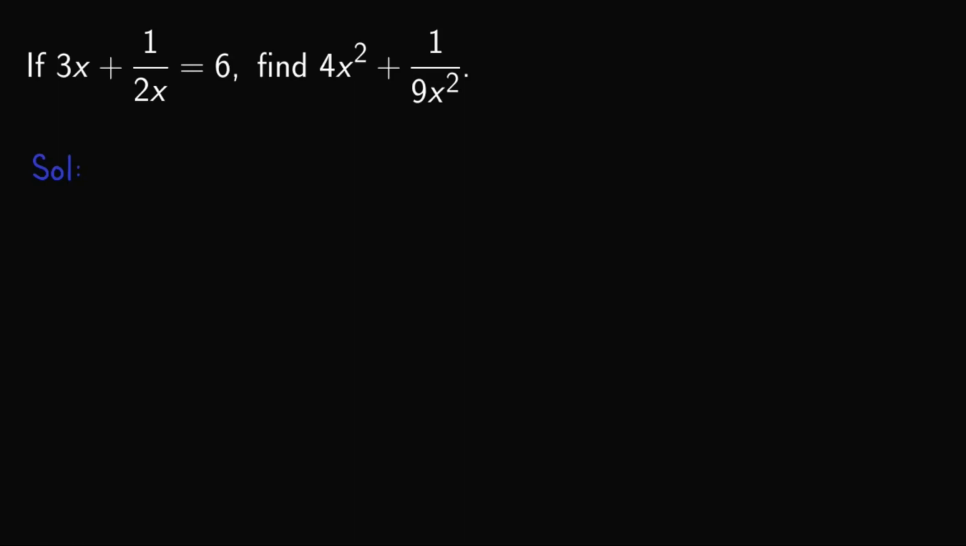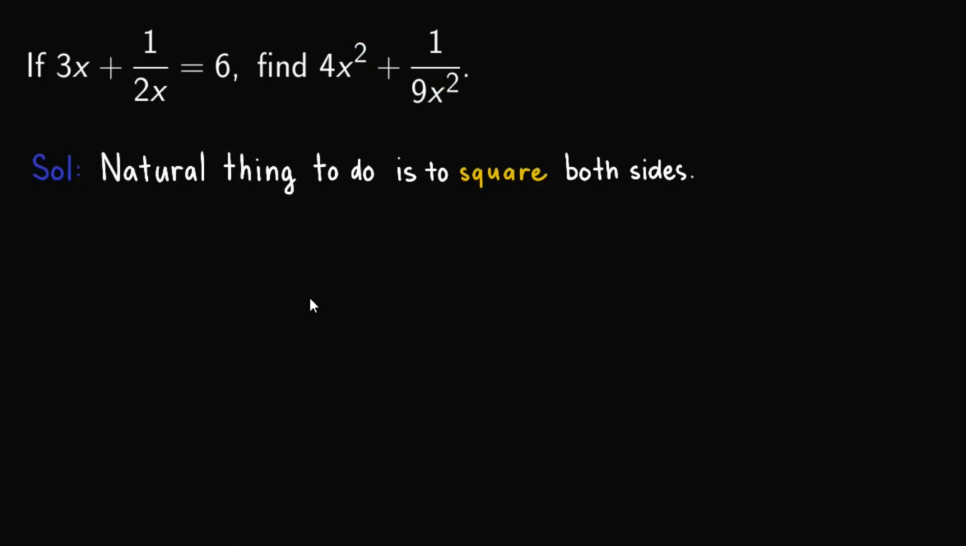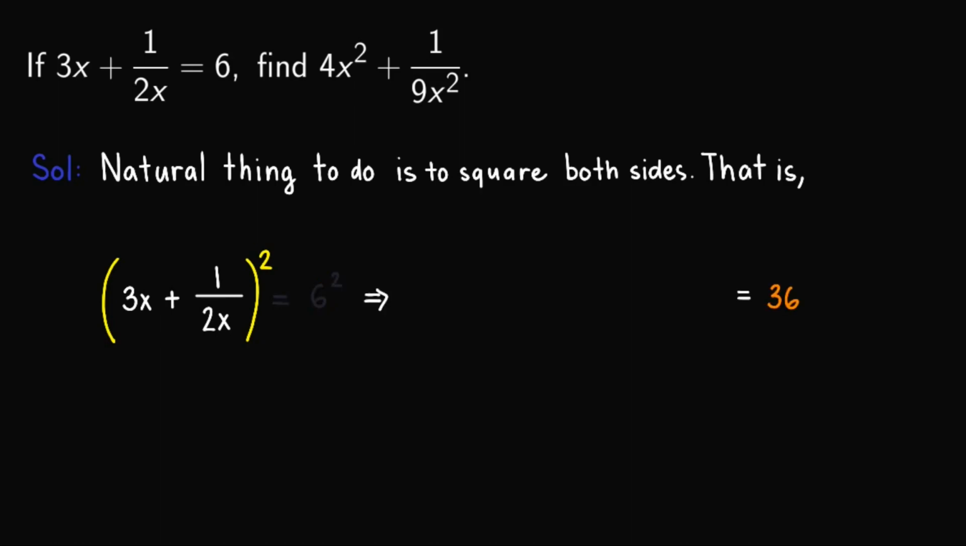For this one, observe that since our goal has a square in it, the natural thing to do is to square this one. So again, the natural thing to do is to square both sides of this equation. Or that is, we'll have here quantity 3x plus 1 over 2x squared equals 6 squared. To simplify this, for the right hand side, this would become 36. And for the left hand side, we apply square of a binomial.